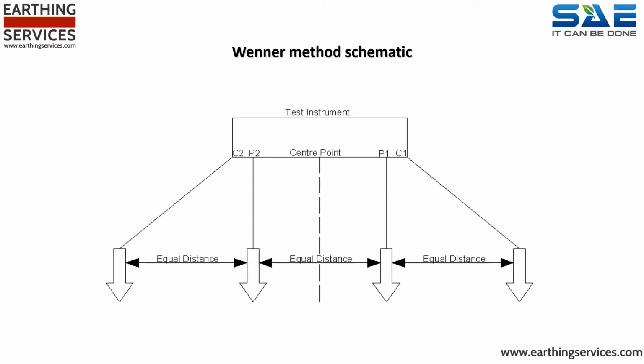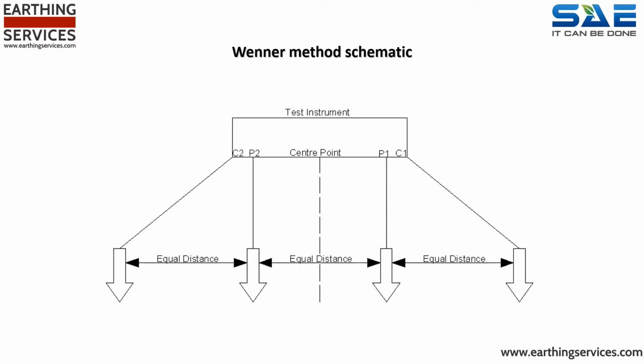This is why our current probes are located further away and the potential probes in the middle, as the activation point is measuring back to that central point. Spacing between the probes should be equal. For example, if the current probes were located at 3 meters lateral distance from the test instrument, then the potential probes will be located at 1 meter distance, resulting in 2 meters distance between each probe.